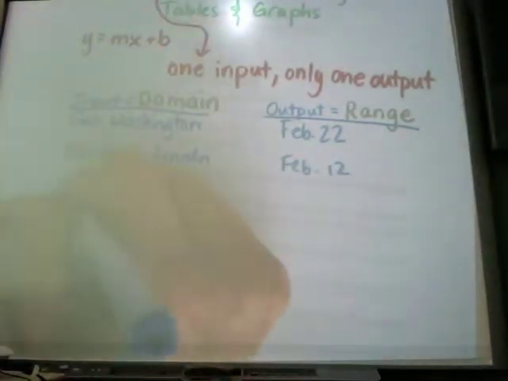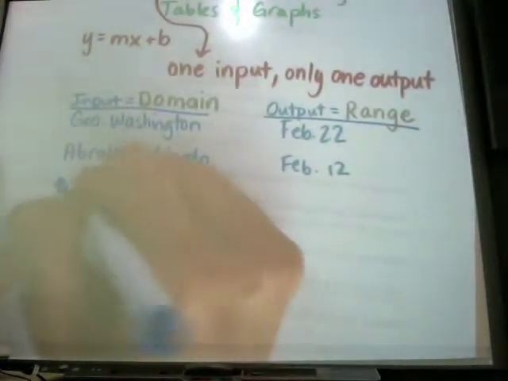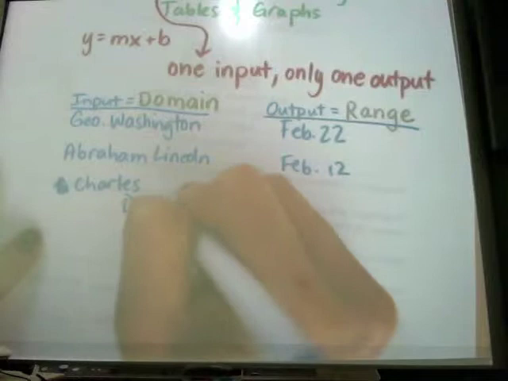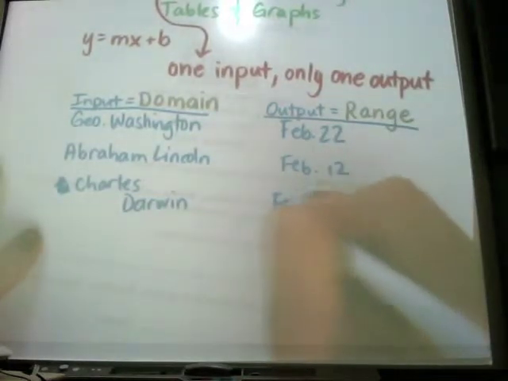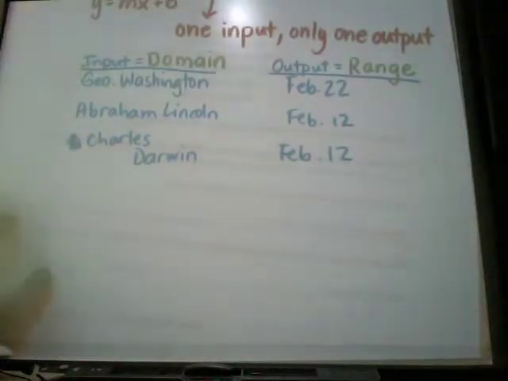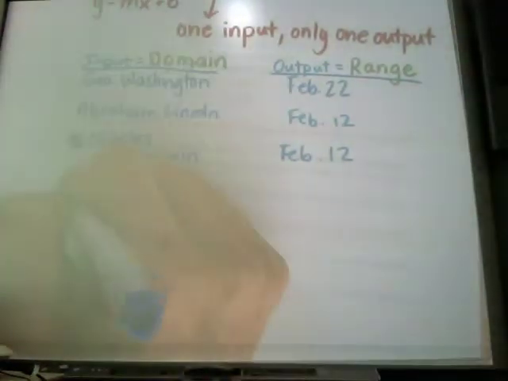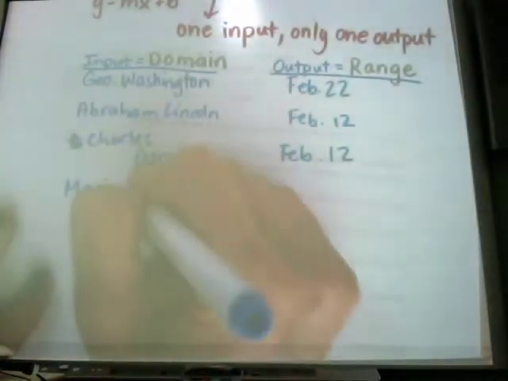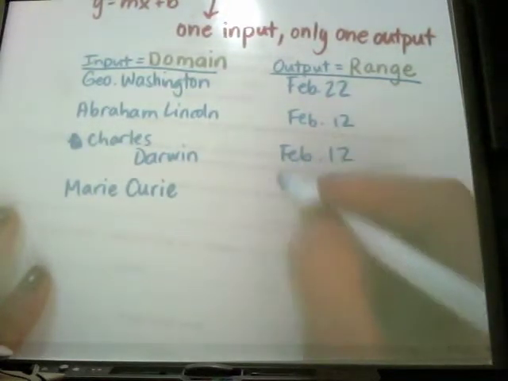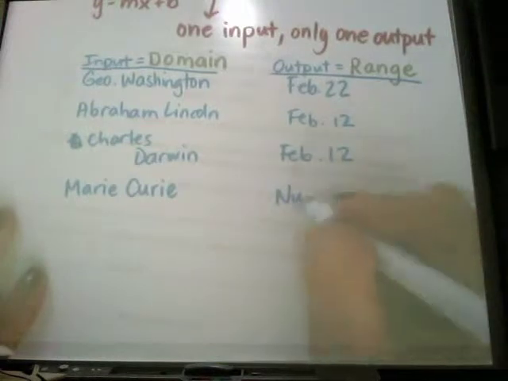But what if somebody, I'll put his first name, what if somebody had the same birthday as one of these people? Charles Darwin also was born on February 12th. He shares a birthday with Abe Lincoln. And then we'll put in one more person. Let's get a famous woman in there. Marie Curie, famous scientist. She discovered radiation.